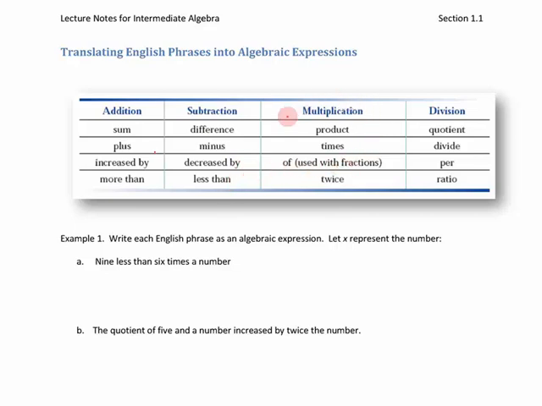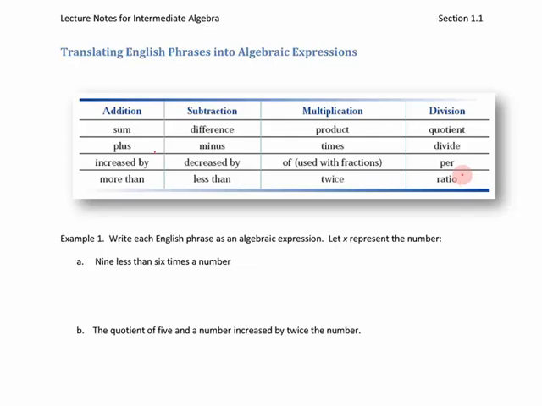Multiplication, some of the terms that we most commonly use for multiplication are product, times, of, like 1/2 of something. It's commonly used with fractions, or twice, or thrice, 3 times something. Those are types of expressions in English that have a mathematical operation of multiplication attached to them. Division, we use words like quotient, divide, per, and ratio.